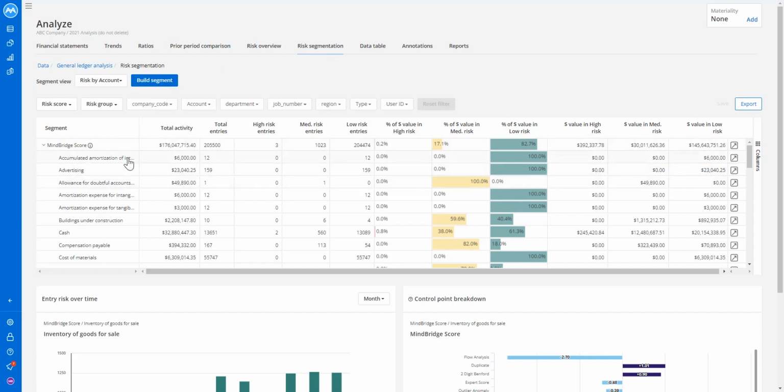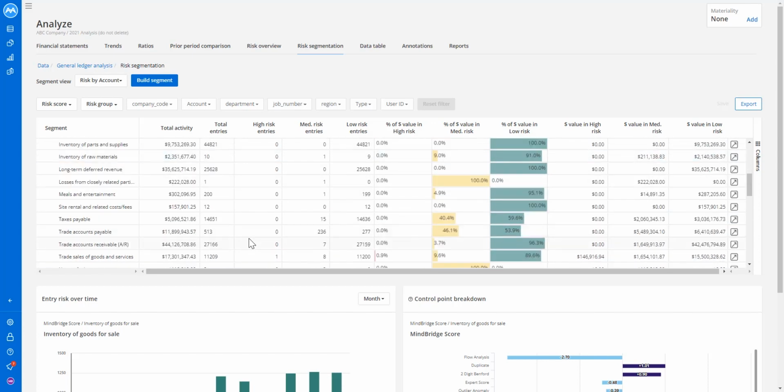In this particular view, we're breaking down every single account within the ledger based off of the high, medium, and low risk entries, as well as a percentage of dollar value and the actual monetary value found within these risk categories. From here, I'm able to quickly see where the 3 high-risk transactions lie within my ledger. I can see 2 of them are sitting in cash, and 1 of them is sitting in our trade of sales of goods and services.